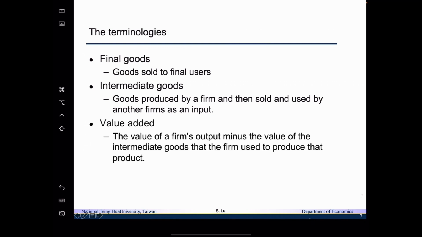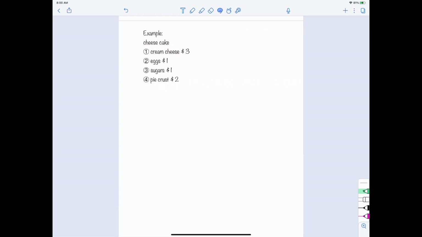The last term I would like to define is called value added. It is the value of a firm's output minus the value of the intermediate goods that the firm used to produce that product. Now let me give you an example about how to differentiate those three terms: final goods, intermediate goods, and the value added.